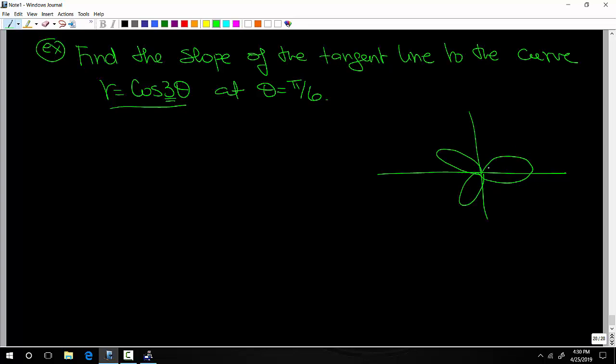So somewhere over here there's a line, so this is theta is equal to pi over 6. If you were to draw an angle, pi over 6, 30 degrees. So this is where I want to find the slope of this tangent line here. I want to find the slope of that tangent line. That's what we're doing. Okay.